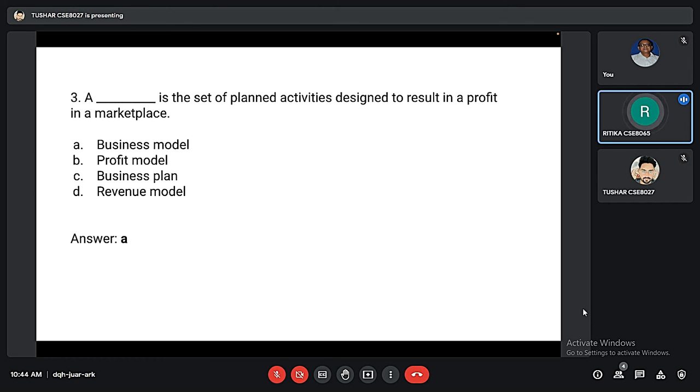A blank is the set of planned activities designed to result in a profit in a market. Options are business model, profit model, business plan, revenue model. So the answer here is business model. Next MCQ.